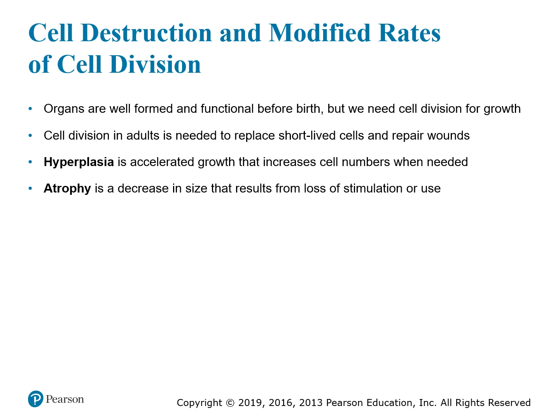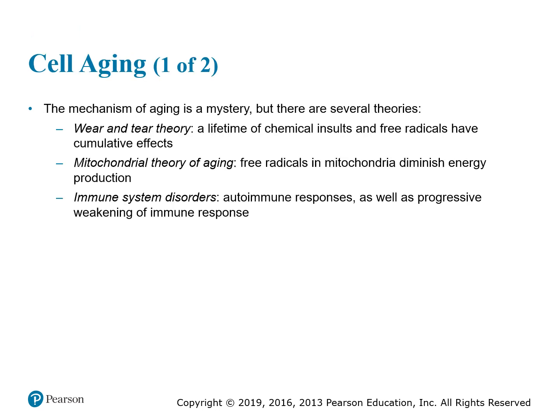Destruction and modified rates of cell division. So well before we are functionally born, essentially our organs are already in place, and now we just need cell division for growth. In adults, all we need cell division for really is to replace the cells that we're already using and to help repair any damage that has occurred. In accelerated growth, we would call that hyperplasia, so an increase in cell numbers. In atrophy, we would call that a decrease in size resulting from loss of stimulation or use. And so atrophy is just a normal consequence of aging, but is unfortunately something we'll all have to deal with.